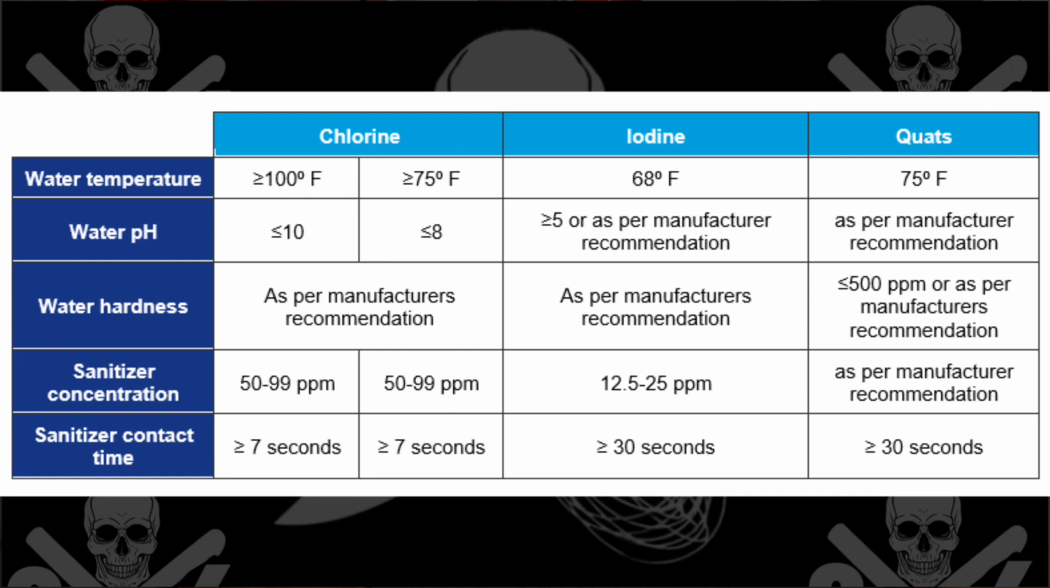Sanitizer contact time: for chlorine it's 7 seconds, for iodine it's 30 seconds, and for quat it's 30 seconds. Most of this did not show up on the test, however, water temperature did show up on the test. So go back and rewatch the part, at least with the water temp.